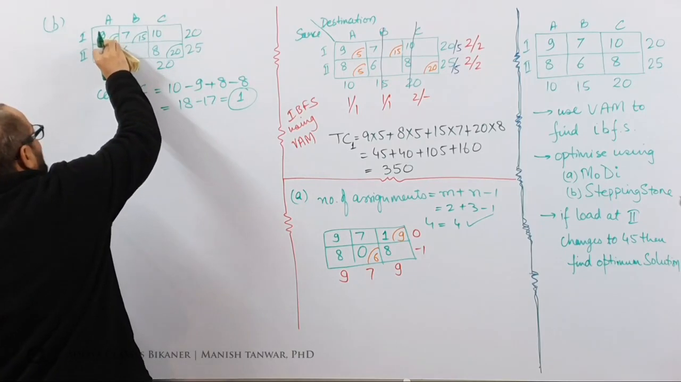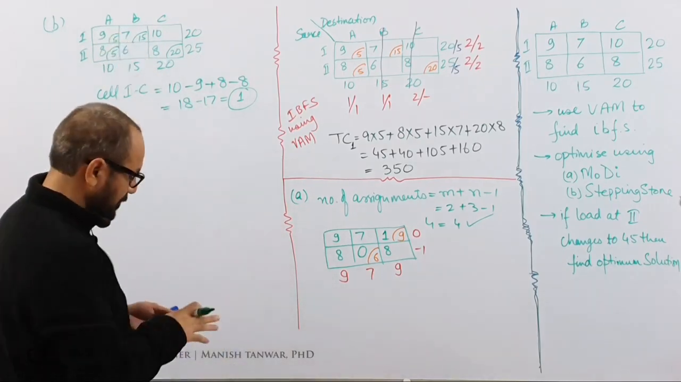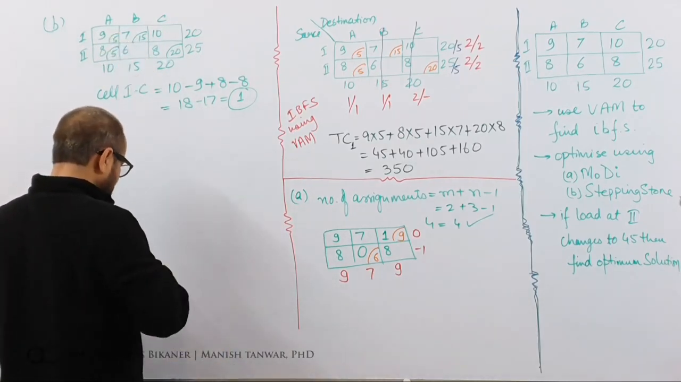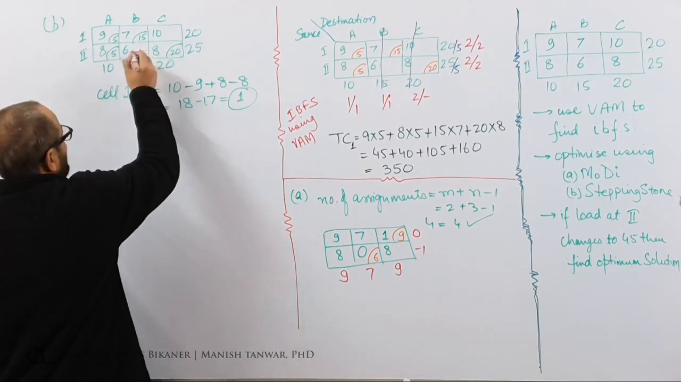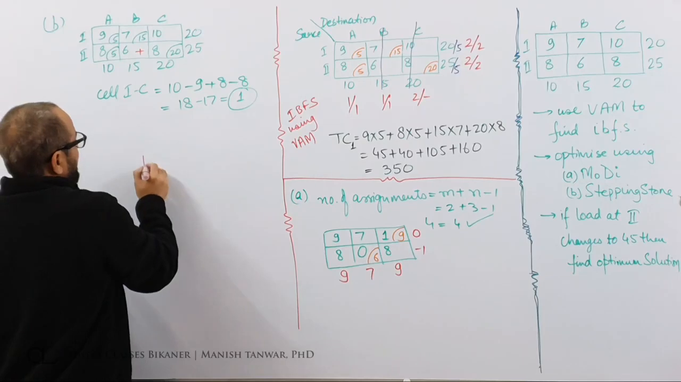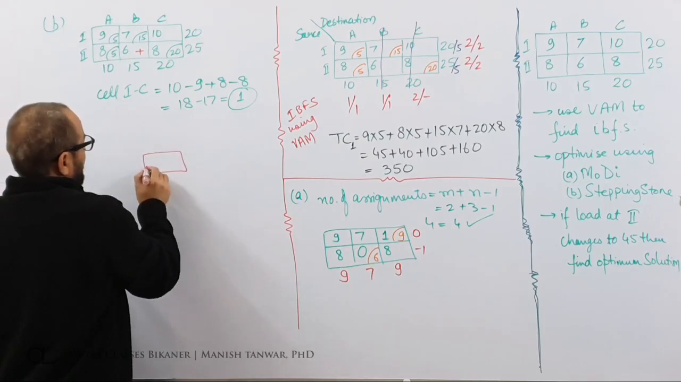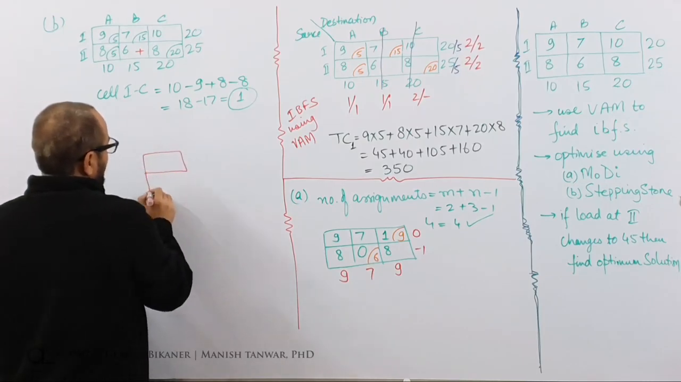Now what do I do? There is another vacant cell. Where is that vacant cell? That vacant cell is in second B. If I put a plus over here, can I jump to this point? This will be too small.